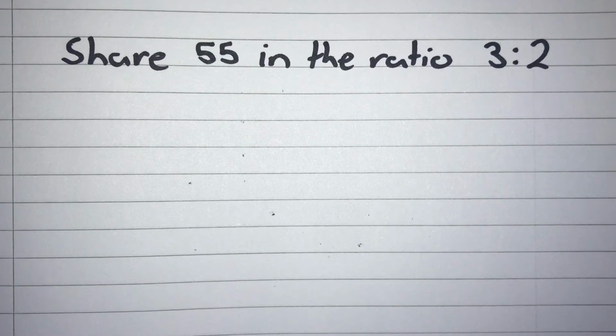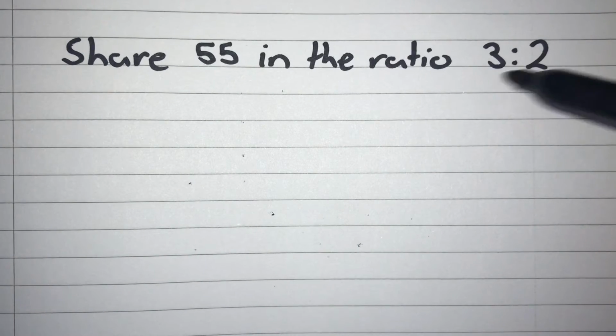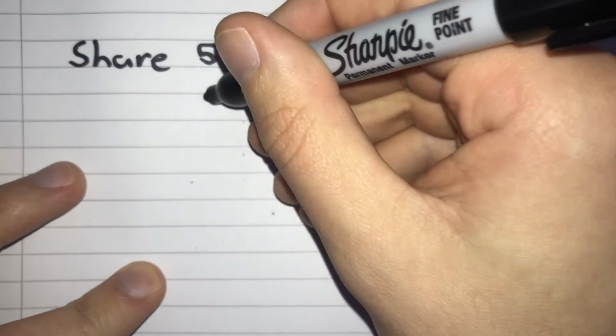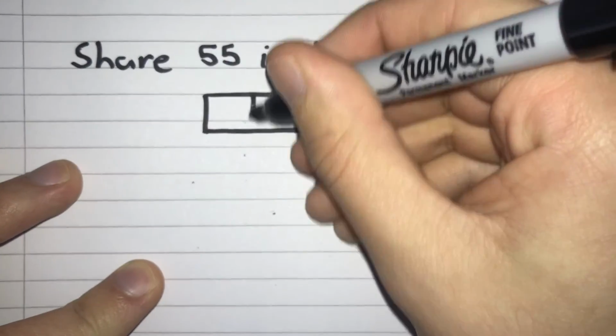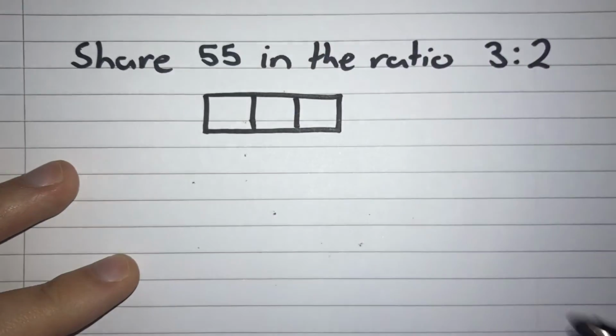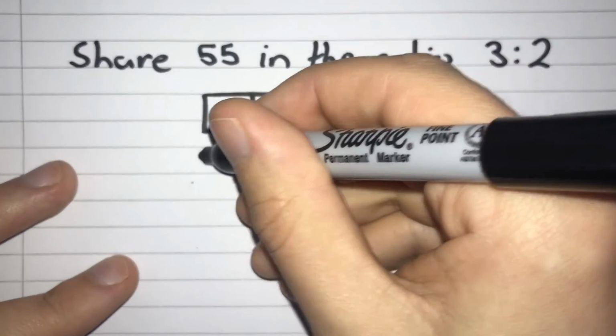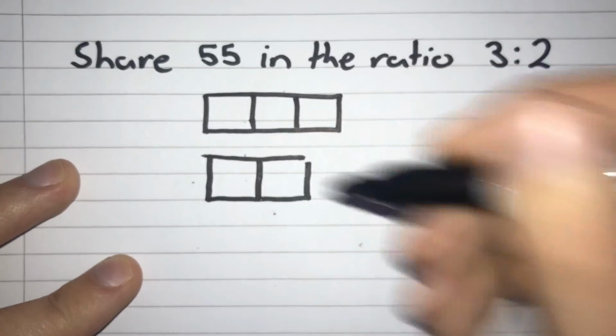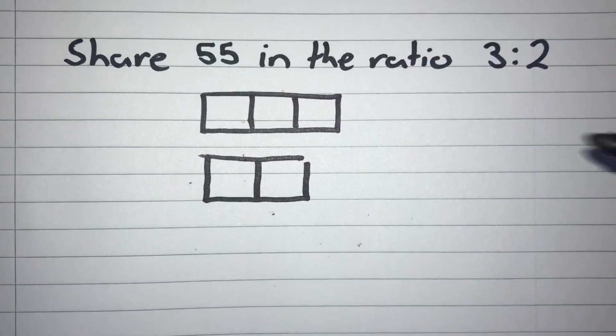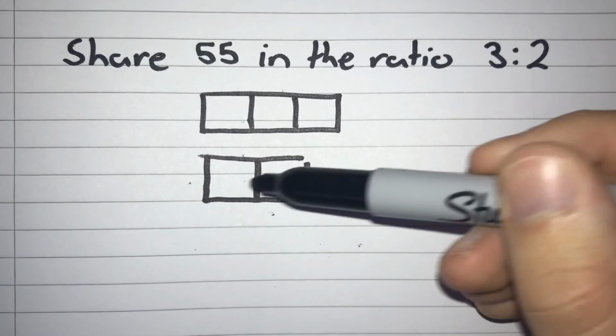So if you'd just like to pause the video for a moment, and I'll go through it in a second. So for this one, our first part of our ratio is 3, so we need a bar with 3 boxes. And the second part of our ratio is 2, so we need a bar with 2 boxes. Now, how many boxes have we got in total? Well, we've got 1, 2, 3, 4, 5.